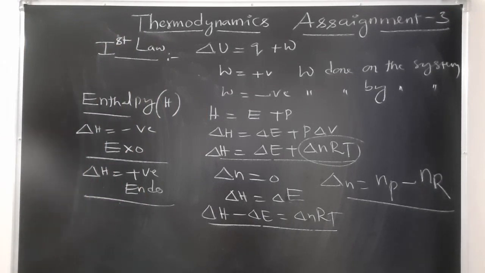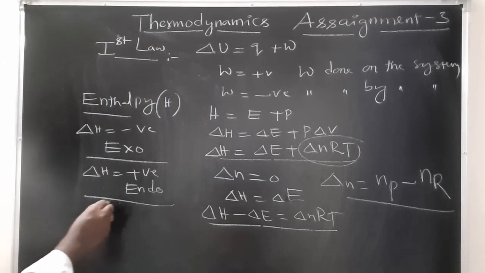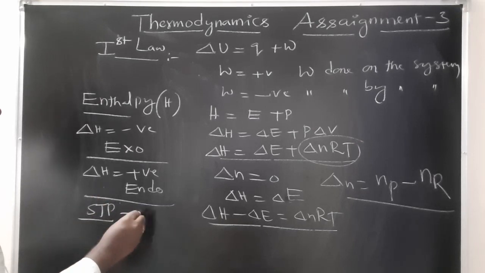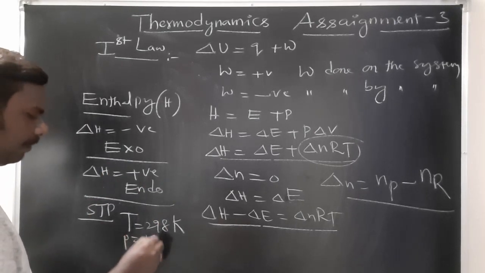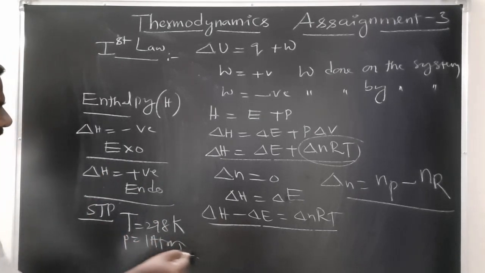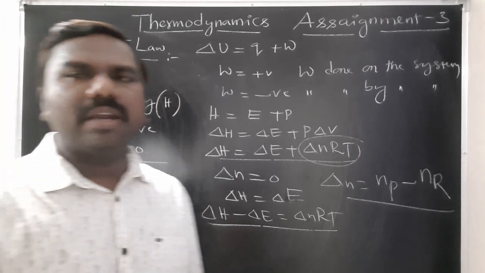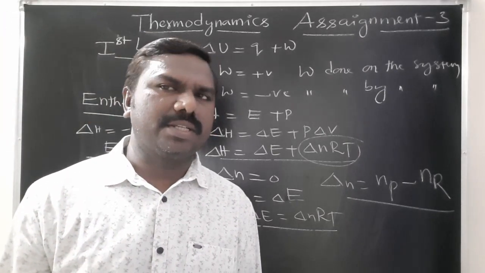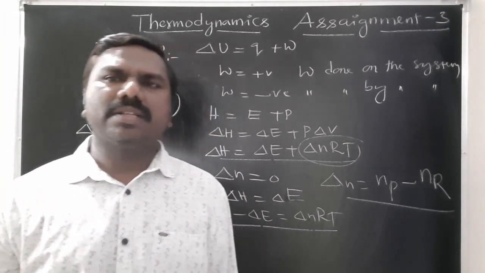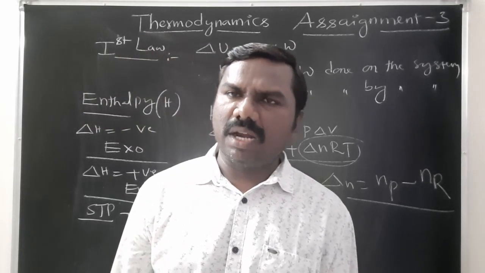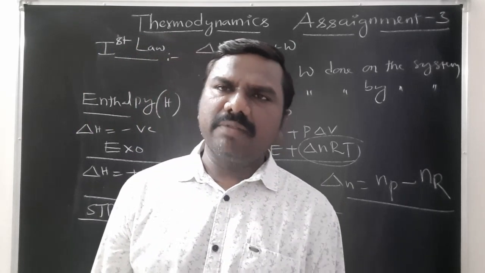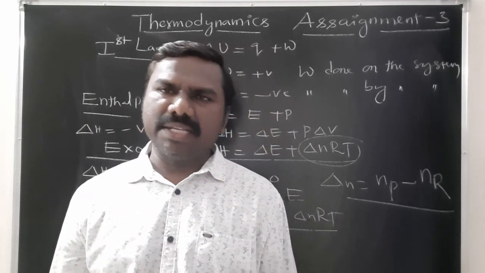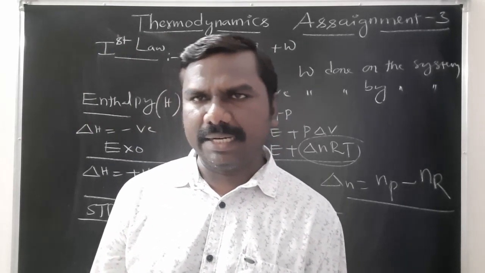Next, standard conditions. The temperature should be 298 Kelvin in the thermodynamics chapter, the pressure is 1 atm, and all the reactants and products must be in their physical standard states, right? Standard state means, for example, the standard state of carbon is the graphite form. Water should be in liquid state, hydrogen should be in gaseous state, H2 in gaseous state, like that.